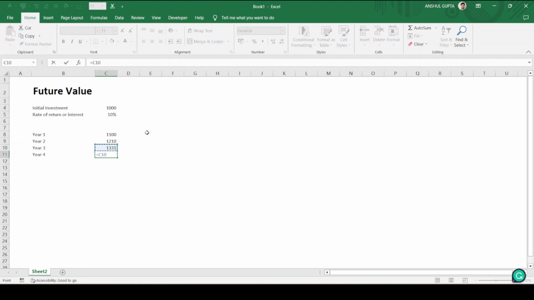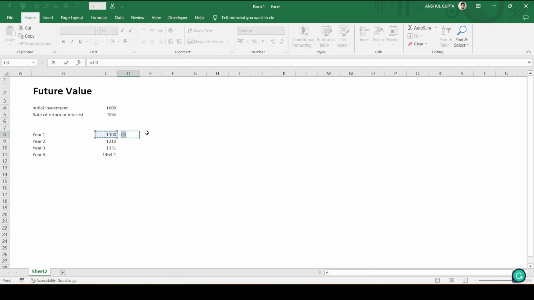Equals the previous year closing value, multiply, start the bracket, 1 plus interest component, close the bracket, press enter. One plus, select the interest component, close the bracket, press enter, and the value of 1,000 rupees after 4 years is 1,464.